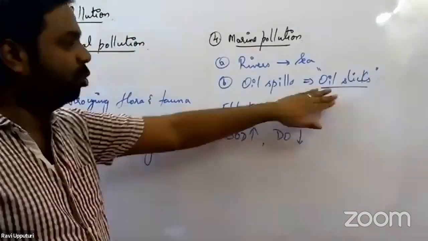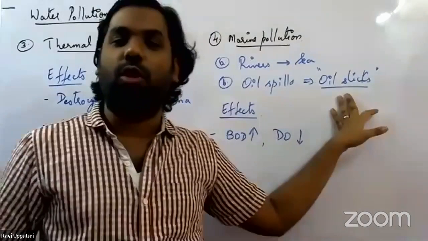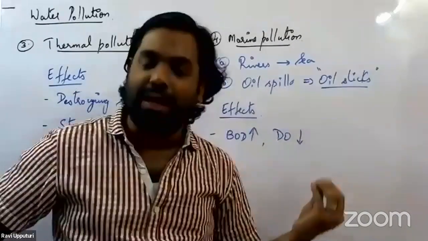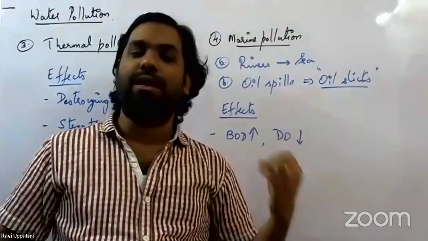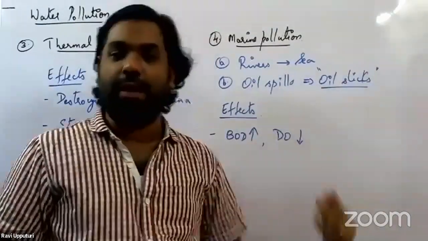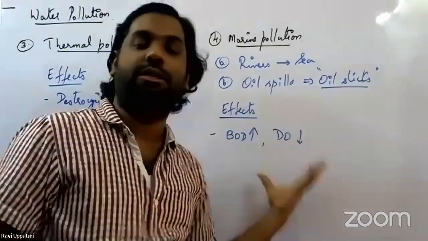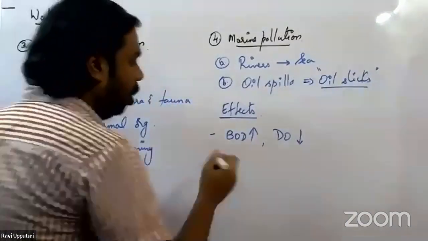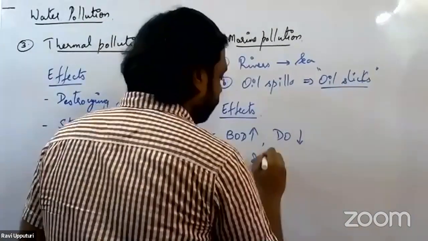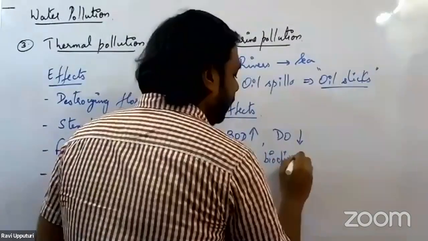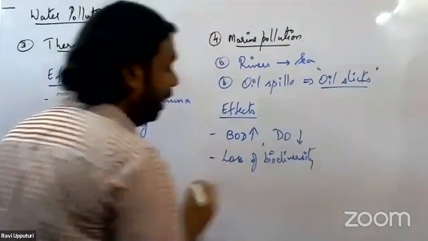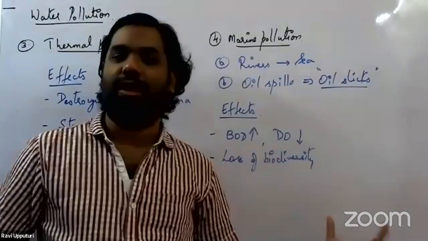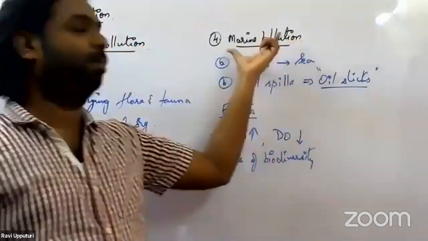Second thing, due to the formation of oil slicks, there would not be enough oxygen available to the aquatic organisms. Since the aquatic organisms will not have enough oxygen for their survival, this would again lead to the death of several aquatic organisms, as a result of which there is loss of biodiversity, mostly aquatic biodiversity. So these are some of the effects shown by marine pollution.